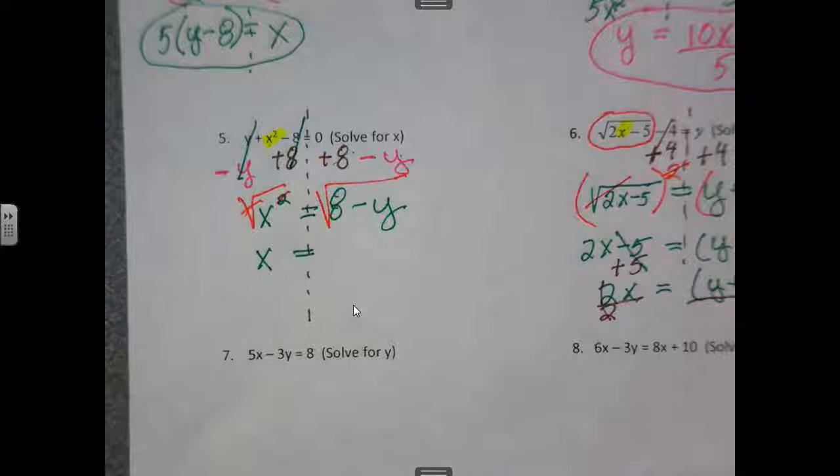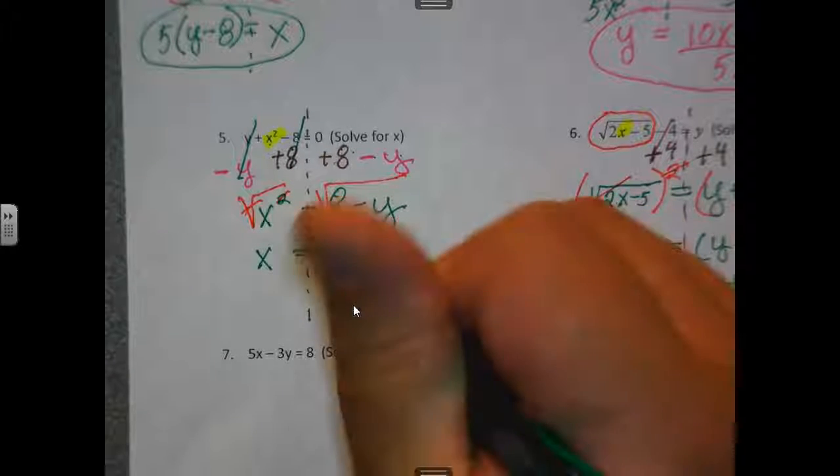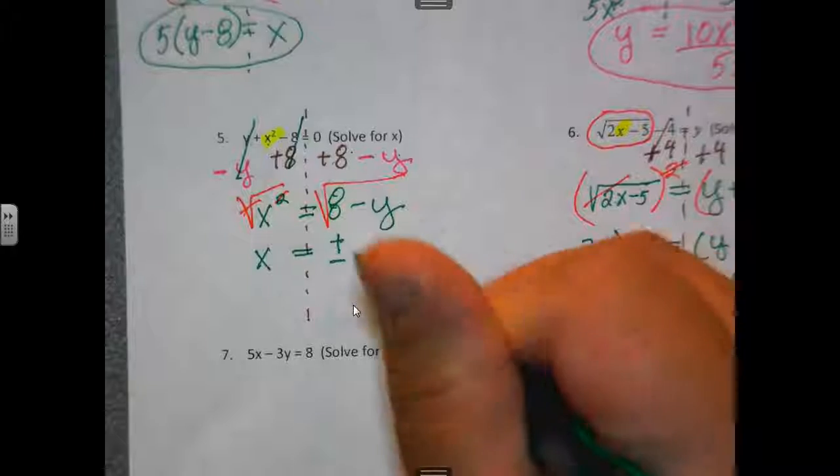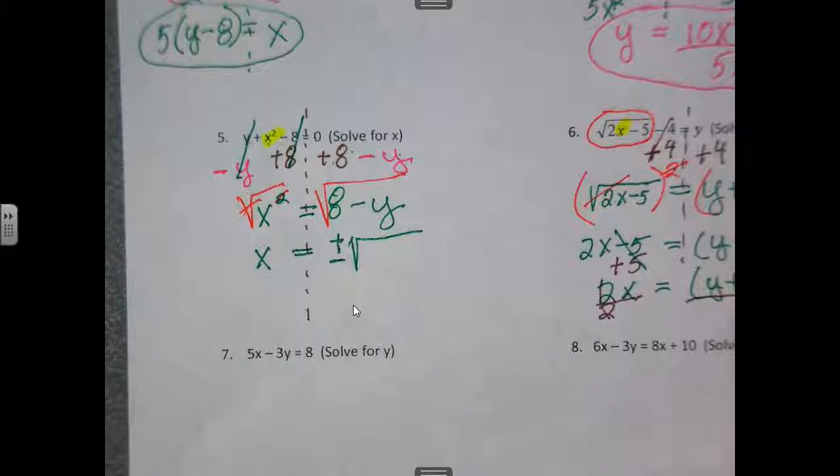Now, when I take the square root of something, what happens? If I took the square root of 4, what is it? It's 2, which means 2 times 2. What if I use negative 2 times negative 2 to get positive 4? So I don't know which one I need. Whenever you take the square root of something, you have to put that plus or minus. We don't know if we're talking about plus or minus.